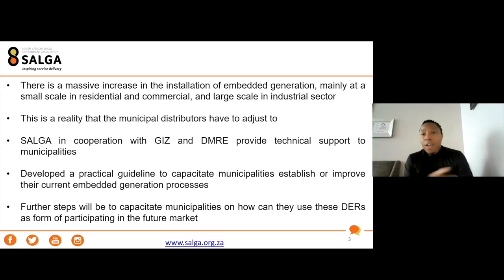Because right now, everything is fragmented. There are customers who are still registering. There are customers who are really uneasy about registering because I think there's that feeling that if I register my system, how the municipalities or distributors would want to deal with my system would be a little invasive, which is not the case. And that's why we need customers to be well informed about the benefits of registering embedded generation.